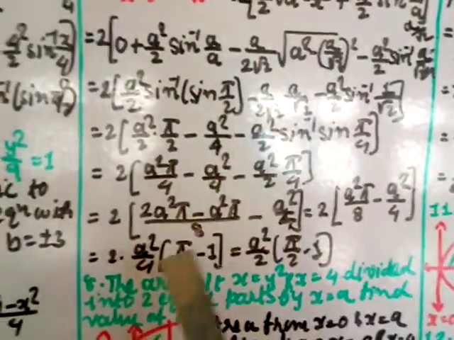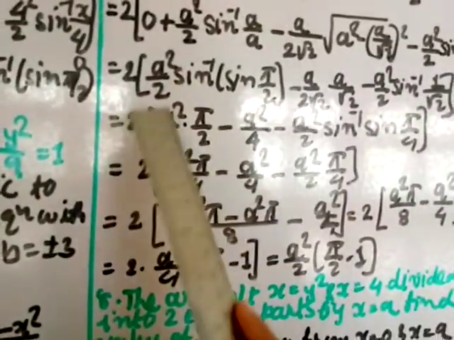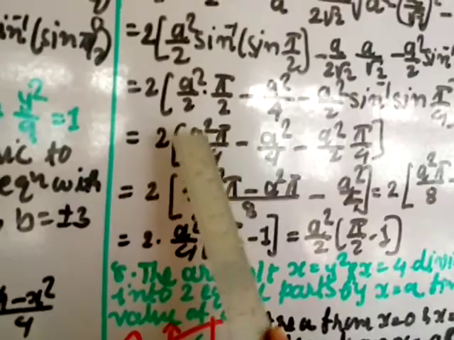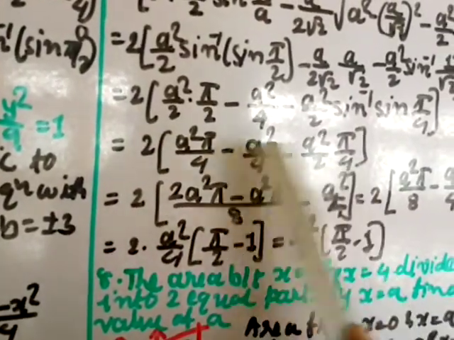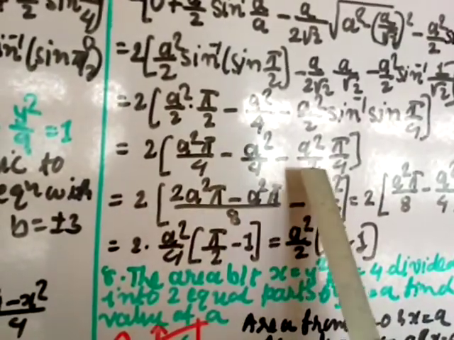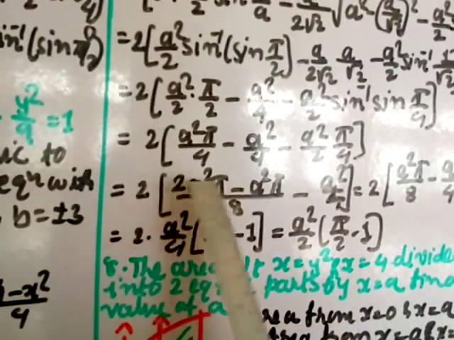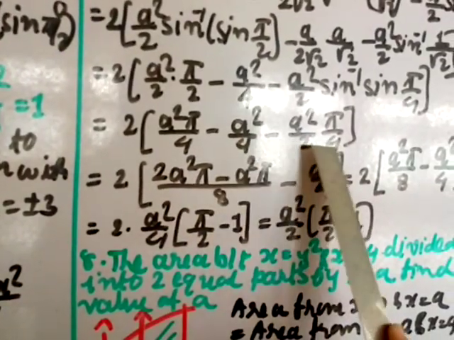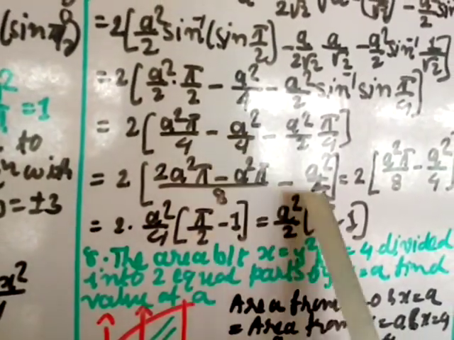Then I am going to take the LCM for these two. Here is 4, here is 2 and 4. This is a square pi, so they are like terms actually. So I am taking the LCM here. The LCM is 8, so multiply by 2, so 2a square pi minus this one a square pi, divided by 4 into 2, 8, 4 into 2, 8, and this I am just bringing here.